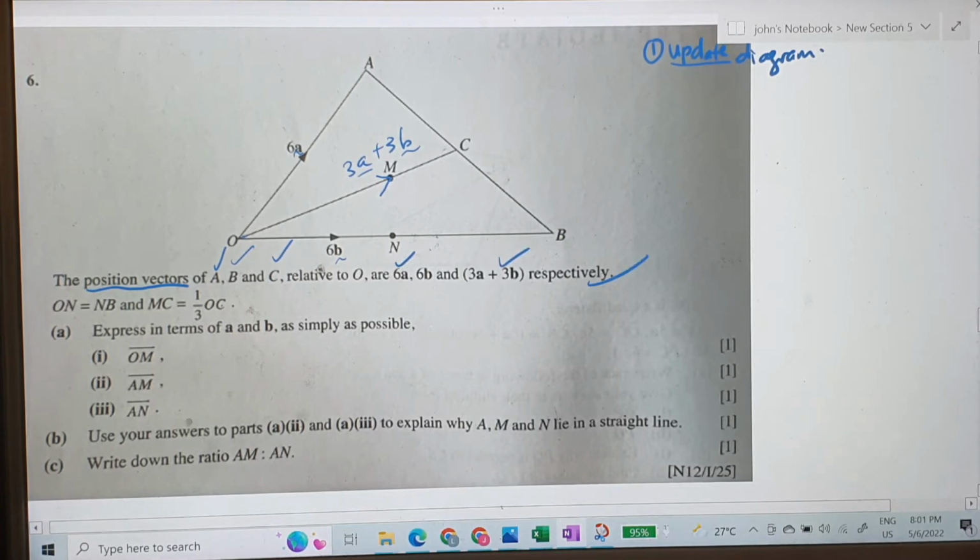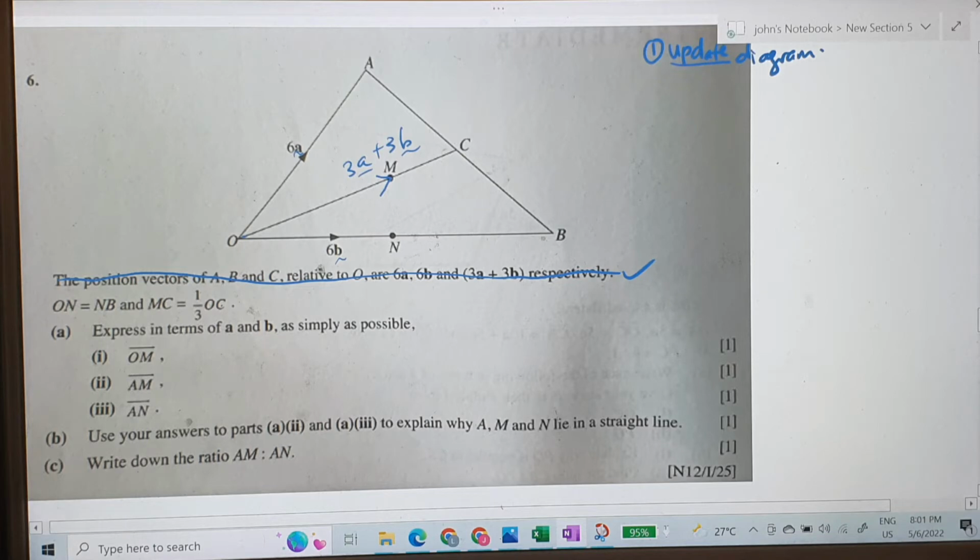So for this vectors question, you must read the question and then update your diagram. Otherwise, you won't be able to solve the question. Now that I've labeled all these, I can cancel these already. Of course, you don't cancel in the exam, you just put a tick. I'm trying to tell you that I've labeled whatever I need to on the diagram already.